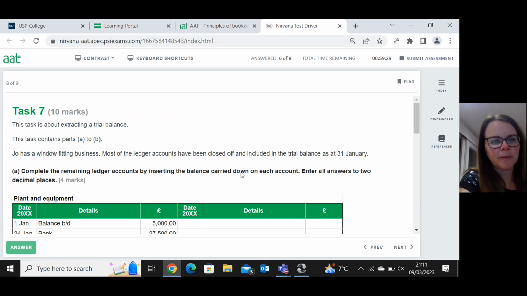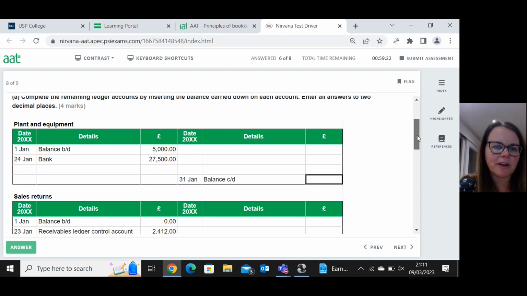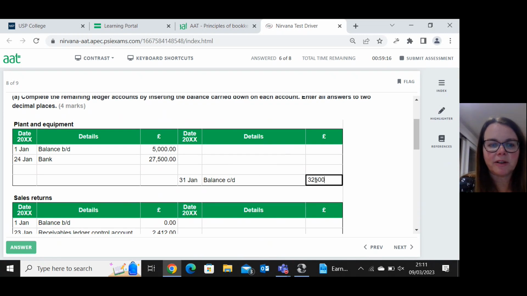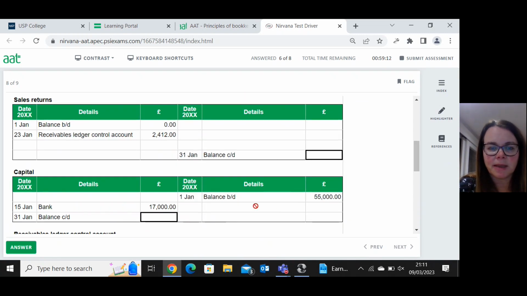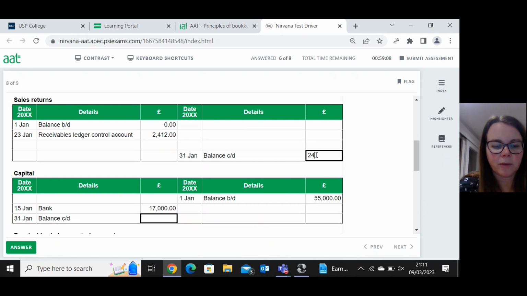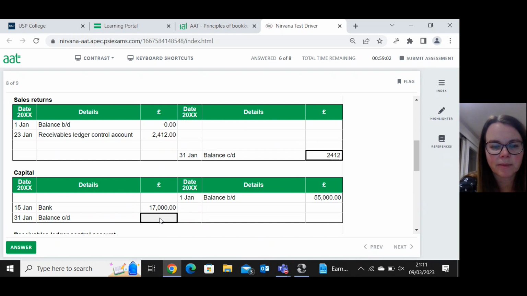Right, number 7, extracting a trial balance. So first bit of this should be quite straightforward or very straightforward. So you're just balancing it off. So in this one, just adding those two together. In this one, you've got just 2412. In this one, you've got 55 take away 17.